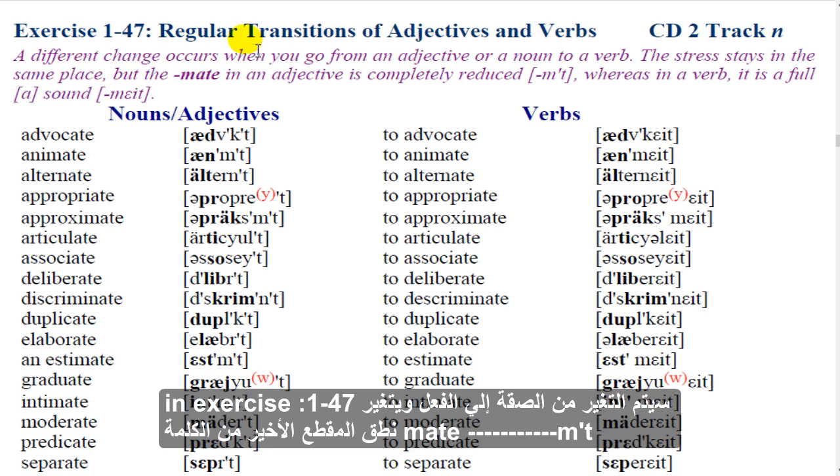Regular transitions of adjectives and verbs. A different change occurs when you go from an adjective or a noun to a verb. The stress stays in the same place, but the MAT in an adjective is completely reduced to mat, whereas in a verb, it's a full A sound, mate.